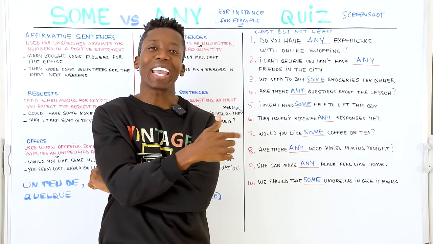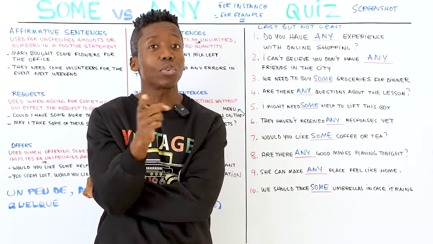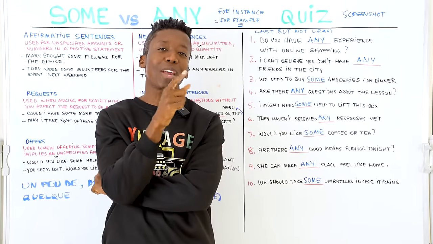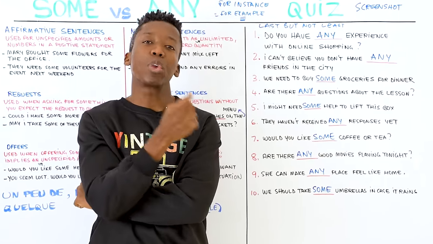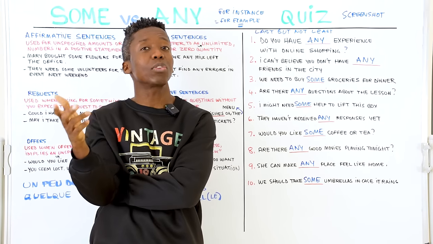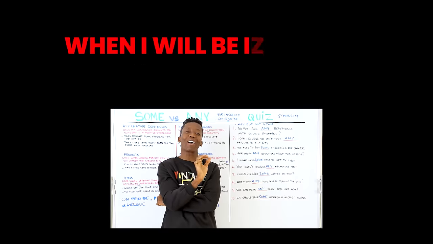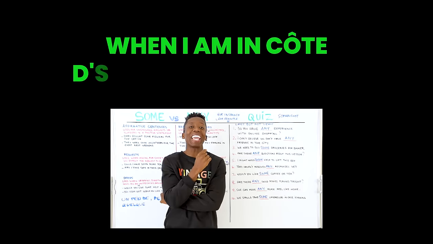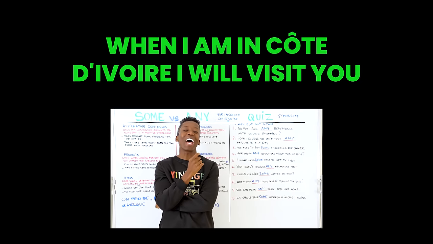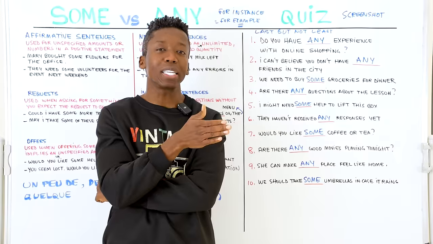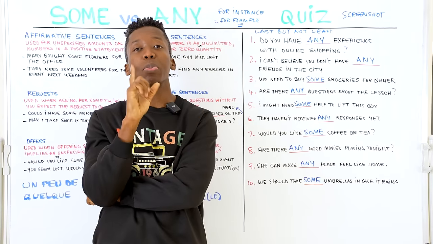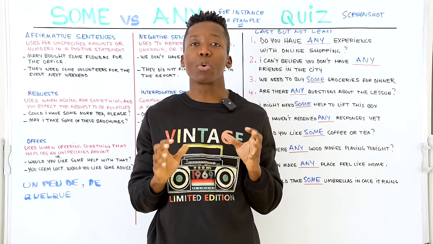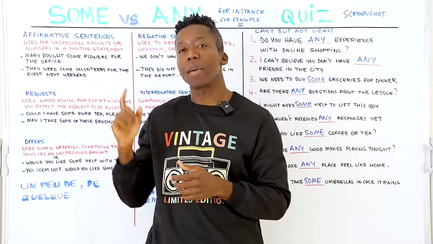Lorsque je serai à Abidjan, je viendrai te visiter. Même en français, ce n'est pas correct parce qu'en français, on doit dire « lorsque je suis à Abidjan ». Mais bon, en français, ça passe. En anglais, ce n'est pas « when I will be in Côte d'Ivoire, I will visit you ». C'est « when I am in Côte d'Ivoire, I will visit you ». Donc « when », c'est une conjonction de temps. Donc le verbe se met en présent simple de l'indicatif pour indiquer une action future. Tout le monde, j'espère que maintenant vous avez compris la différence entre « some » et « any ».